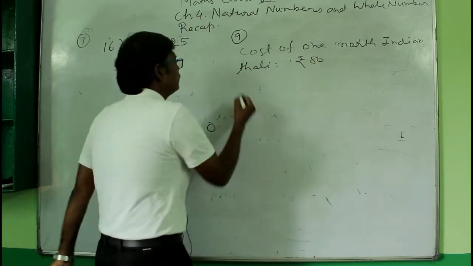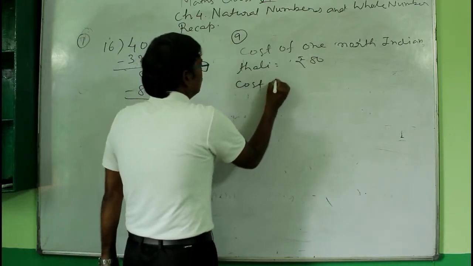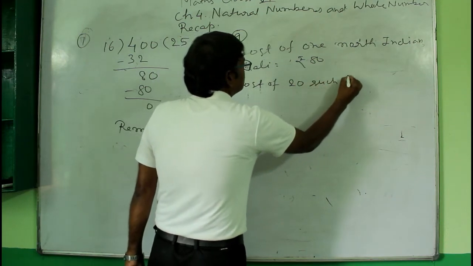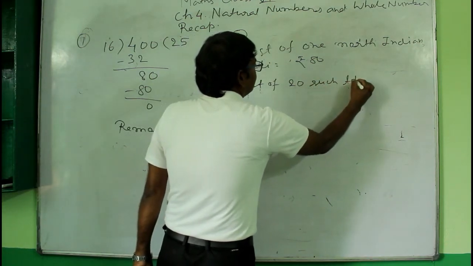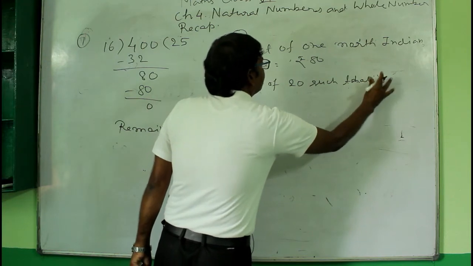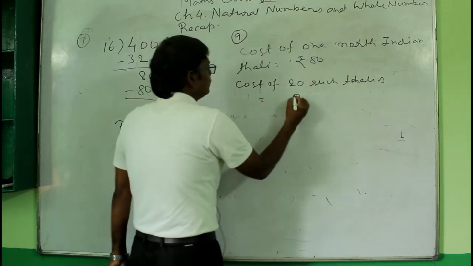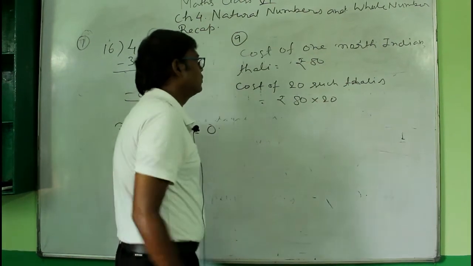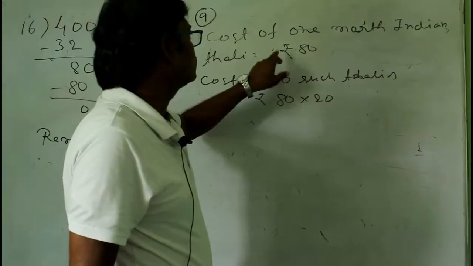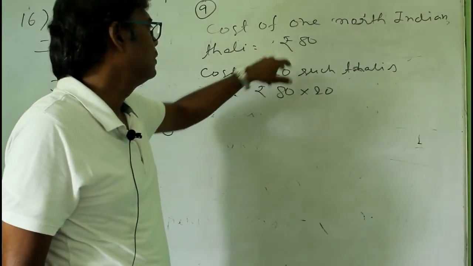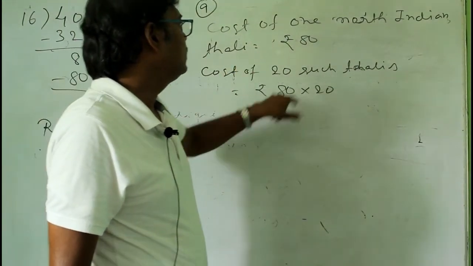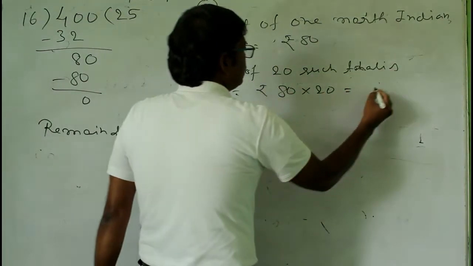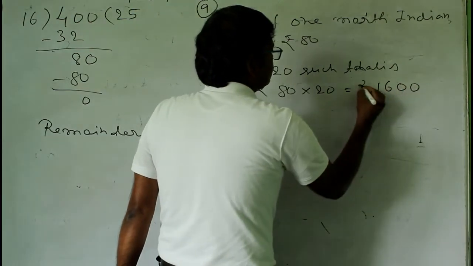Then what is the cost of 20 such thalis? The cost of 20 thalis is equal to 80 into 20. This is the cost of one thali of North Indian. Then what is the cost of 20 North Indian thalis? Okay, so it will be 1600 rupees.